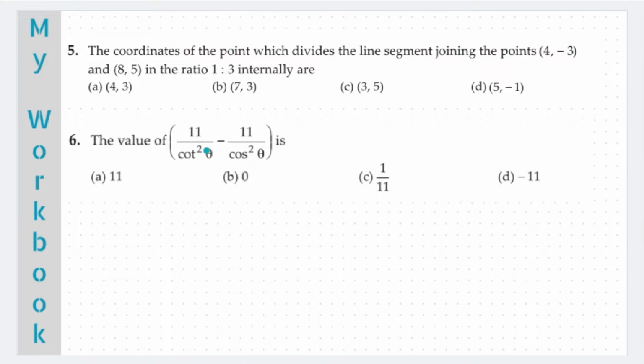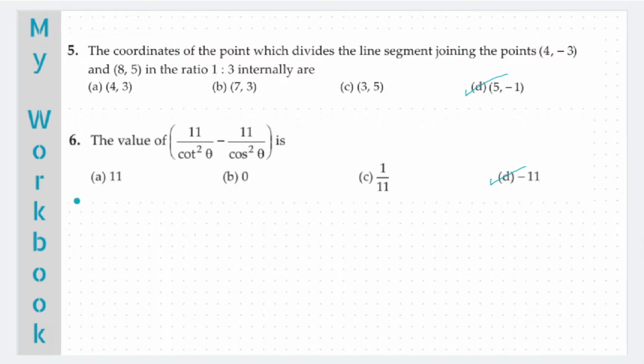The sixth question is from trigonometry. The value of 11 by cot square theta minus 11 by cos square theta is. Please pause the video, work out the sums and keep the answers ready. For question 5, the correct answer is option D. And for question 6, the correct option is again option D, minus 11.